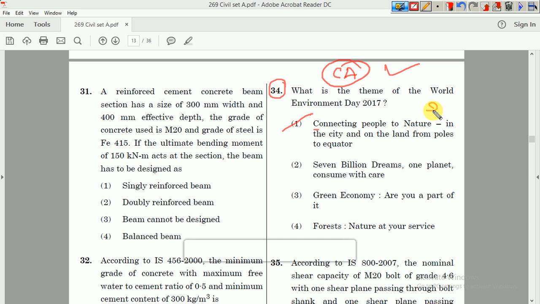Some 2 to 3 questions they may ask from current affairs or general knowledge, whatever it may be. So you should be at least thorough with 3 months of current affairs from your notification, that is from the date of notification or from the examination date. You should know the previous 3 months of current affairs to answer these types of questions.